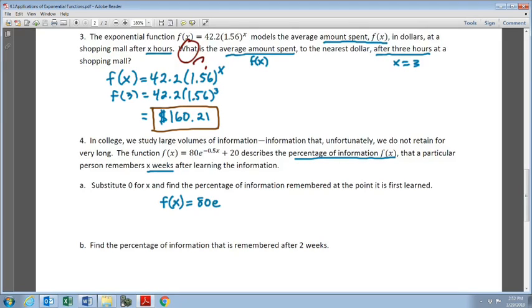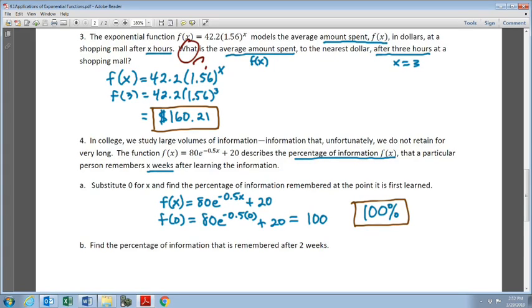Well, let's plug 0 into the function. This is our function. This is f of 0. And again, I want you to put that into your calculator and you should get 100. So what they're saying is, after we just learned something and no time has passed, we're going to assume that we will remember 100% because we just learned it. So I don't know if that's always true, but we're going to go with that.